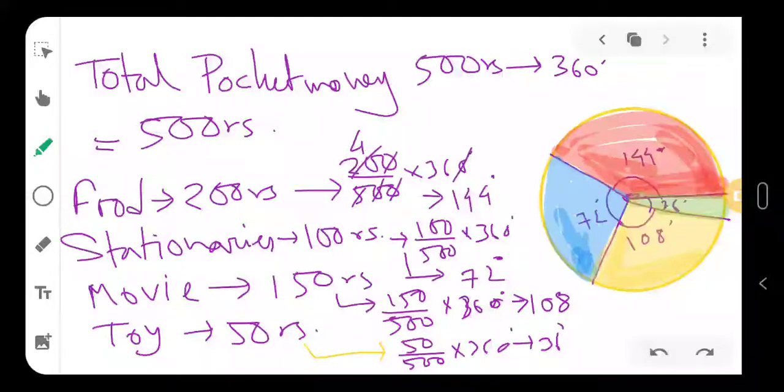Okay. So again, I'm just reminding you, take the total one, that will be your 360 degree. That means the complete rotation from here to here. Then you use your unitary method to find out what will be the degree for 200 rupees or 100 rupees, and accordingly draw that degree with your protractor and then just shade it. You can use your pencil shading also, there is no such problem. Now this was all about pie charts.